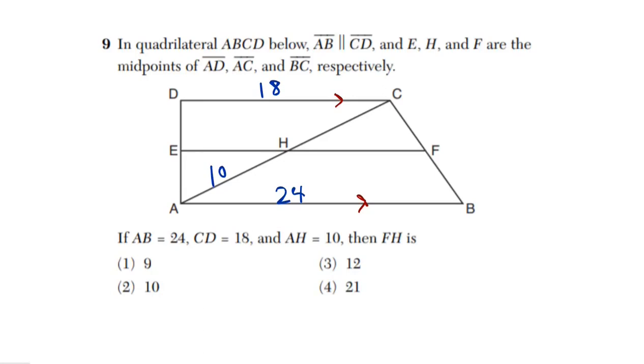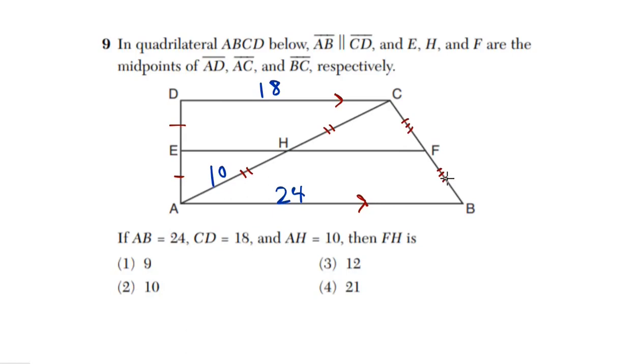So AE, we know these two are congruent because E is the midpoint of that. H is the midpoint of AC, so we know that these are congruent. And if I said parallel for these, I meant congruent. And then we know that F is the midpoint of BC, so we know that these two line segments are congruent.